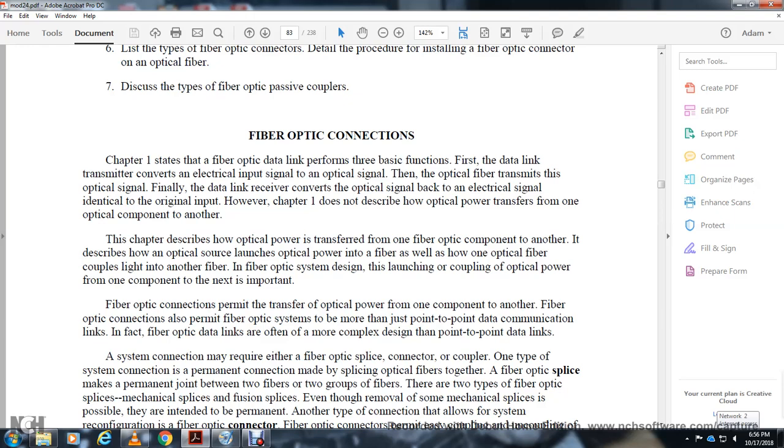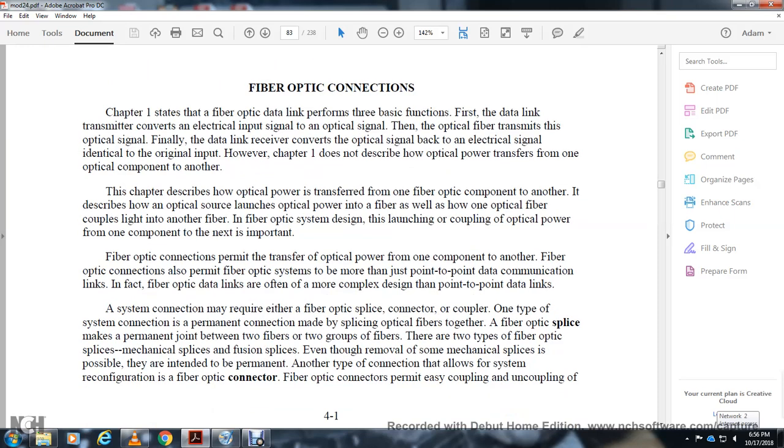This chapter describes the power transferred from one fiber optic component to the other, and how optical sources launch the optical power into a fiber, as well as how one optical fiber couples into another fiber. In any fiber optic system design, the launching and coupling of optical power from one component to the next is important. Fiber optic connections perform the transfer of optical power from one component to the other. Fiber optic connections allow fiber optic systems to be more than just point-to-point data communication links. In fact, fiber optic systems are often more complex in design than point-to-point data links.